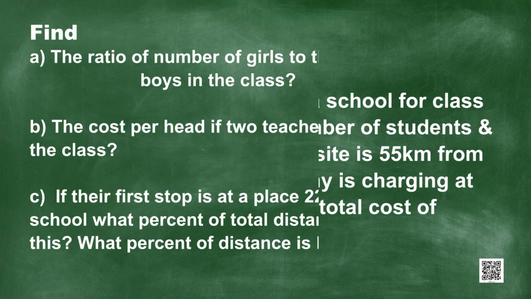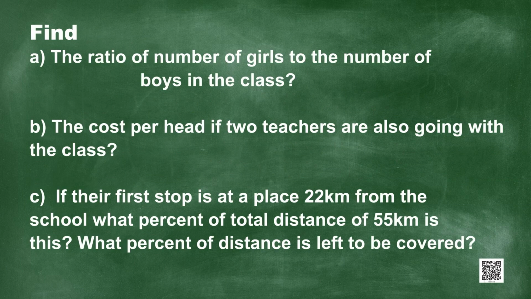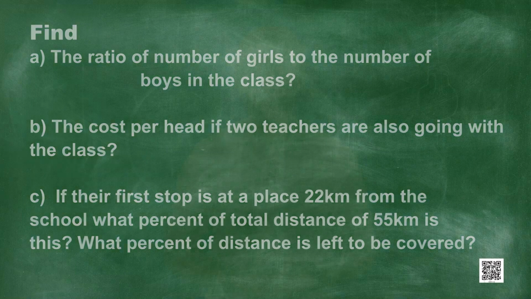So, given this information, find first, the ratio of the number of girls to the number of boys in the class. Second, the cost per head if 2 teachers are also going with the class. And lastly, if their first stop is at a place 22 kilometers from the school, what percent of the total distance of 55 kilometers is this? What percent of the distance is left to be covered?